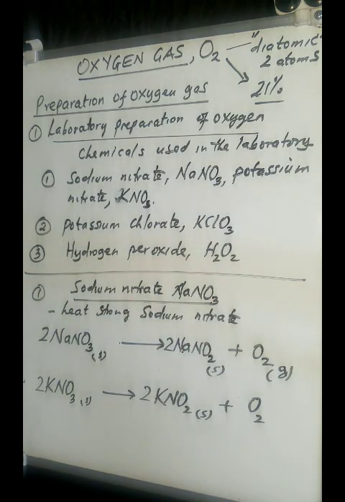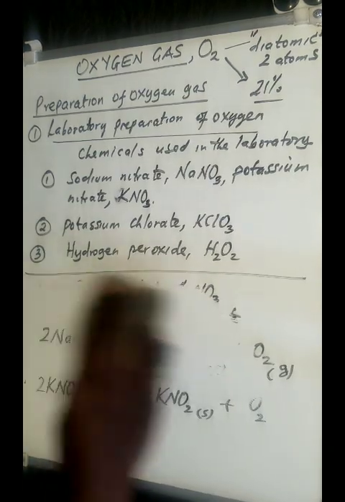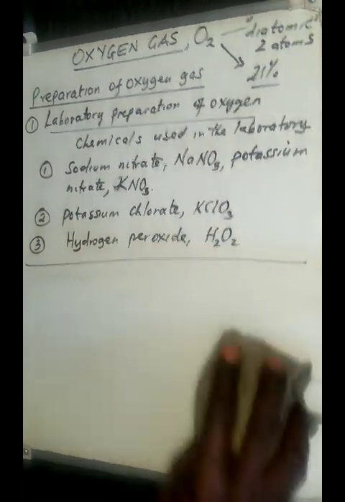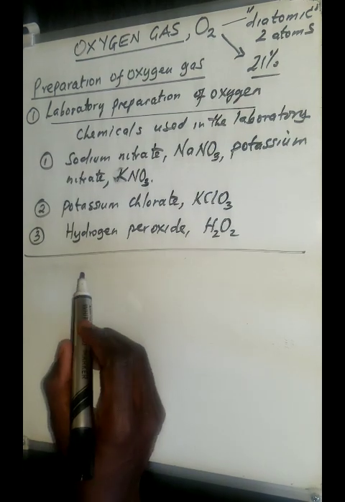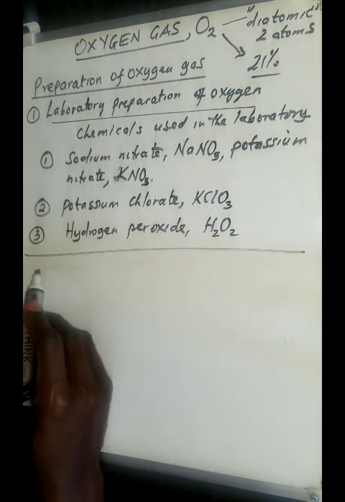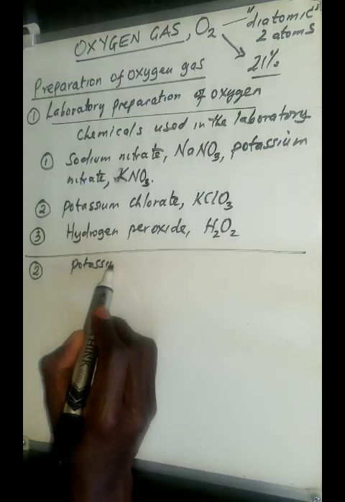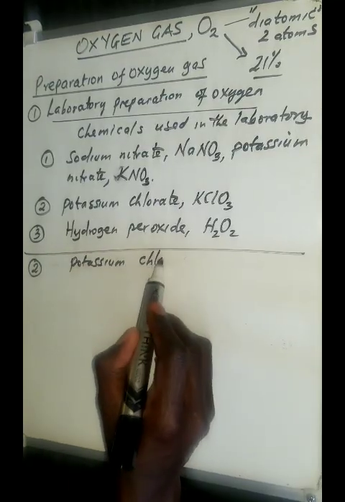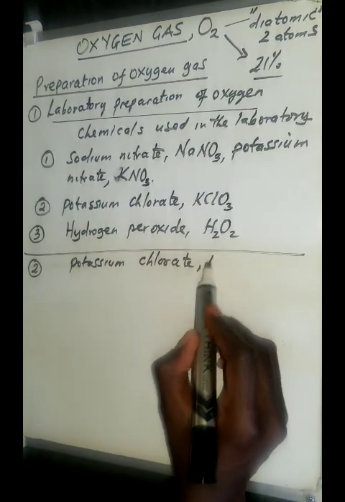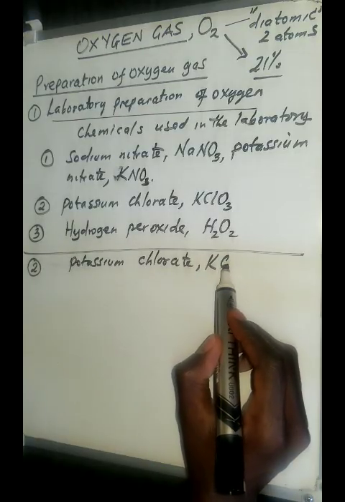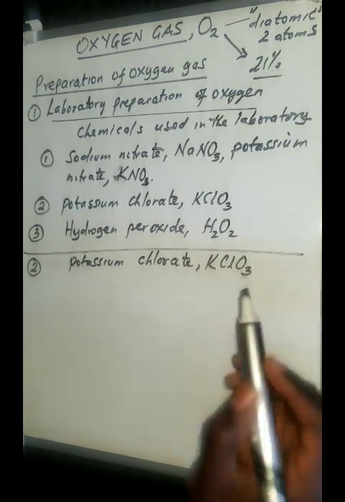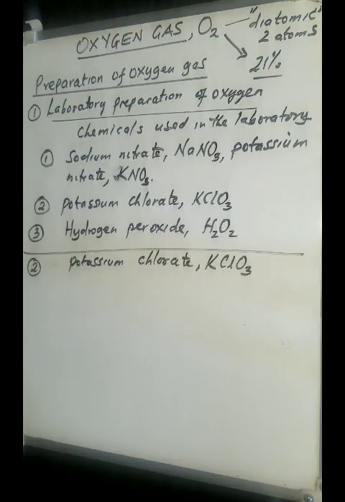What about when it comes to using the second one? We are calling it hydrogen peroxide. So how can you use hydrogen peroxide? Let me start with the other one that I just highlighted, by using potassium chlorate. So remember, potassium chlorate is KClO3. So what do we need to do when we are using potassium chlorate? It is very simple.